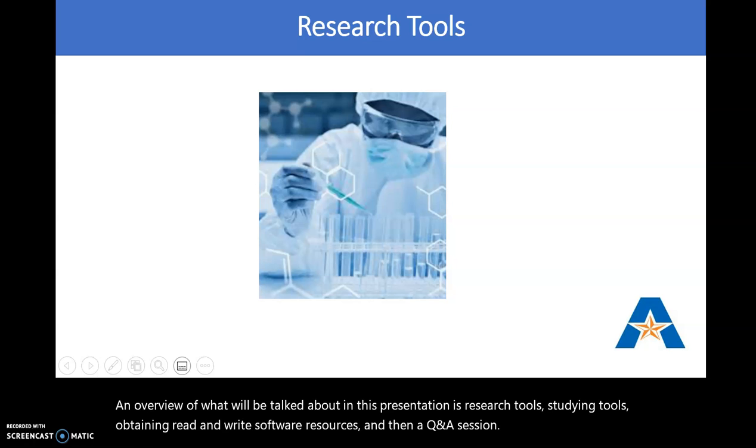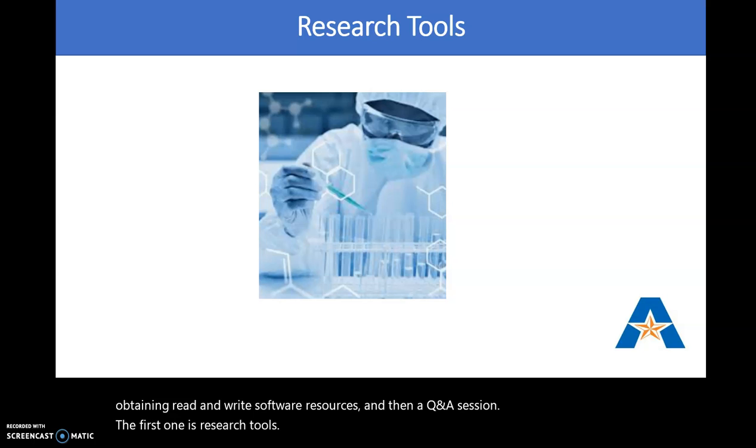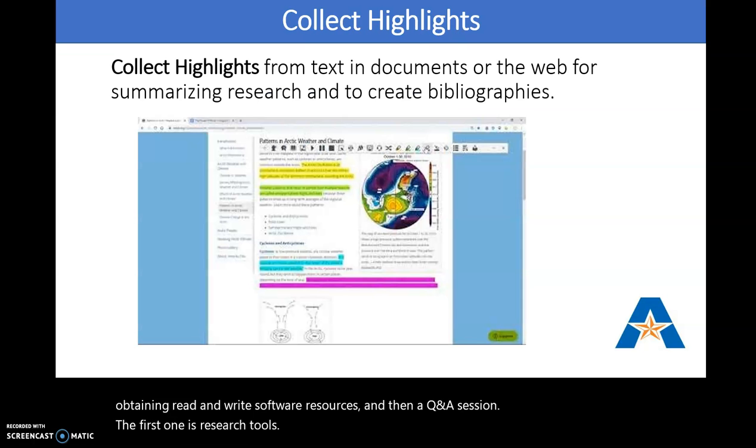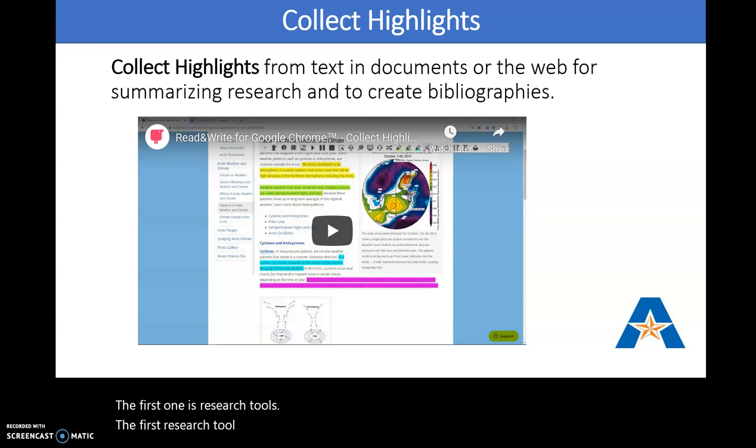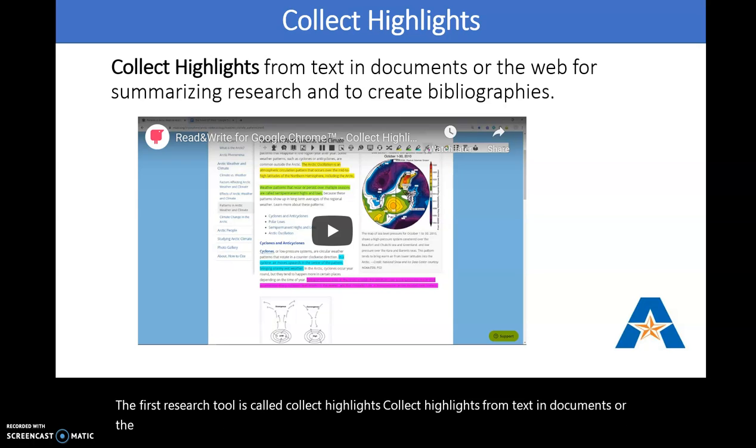The first one is research tools. The first research tool is called Collect Highlights. Collect highlights from text in documents or the web for summarizing research and to create bibliographies. Let's watch.